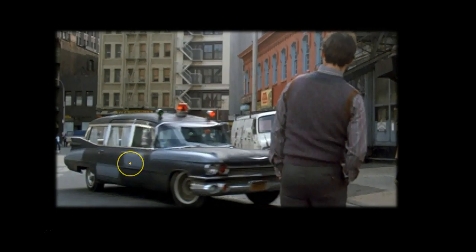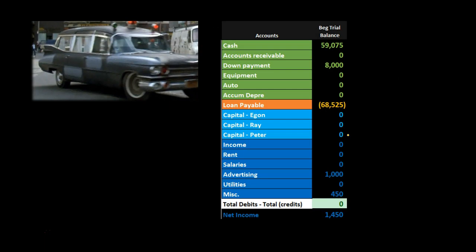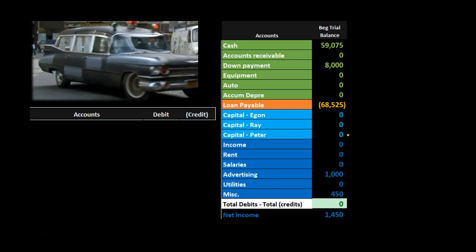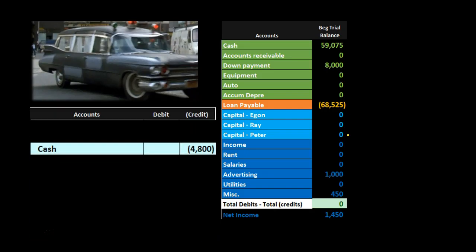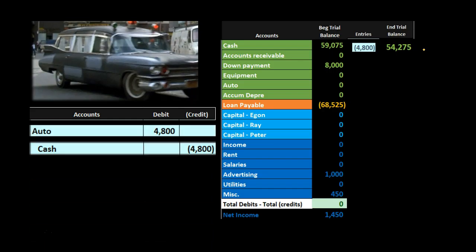Next thing that happens is a new car. We get a new car. Ray drives in this new car. Peter over here is saying, who is this person driving this crazy car into our lot? And the new car that Ray purchases says that he purchased it for $4,800 within the movie. So cash is going to go down by that $4,800 to $54,275. We're going to put that on the books as an asset, auto an asset.